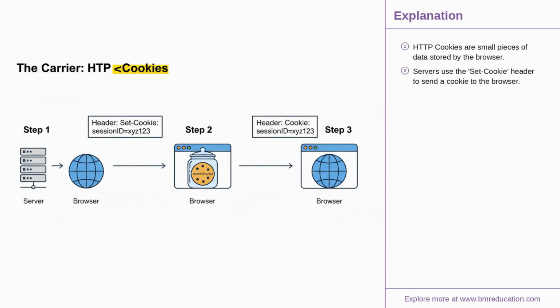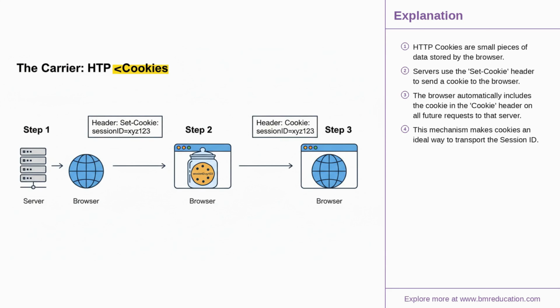So we have this unique session ID, but how does it actually travel from the server to your browser and back again with every request? The most common method by far is using HTTP cookies. A cookie is a small piece of data that a server sends to a user's browser. The browser stores it and sends it back automatically with every subsequent request to that same server. This makes cookies the perfect vehicle for carrying the session ID.